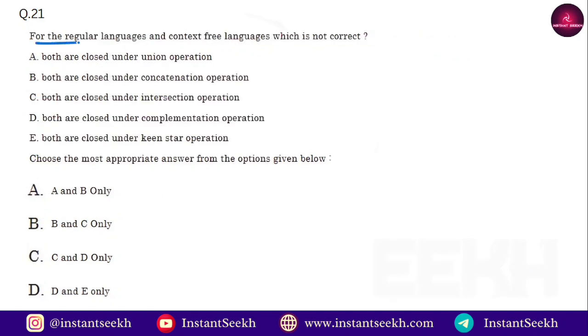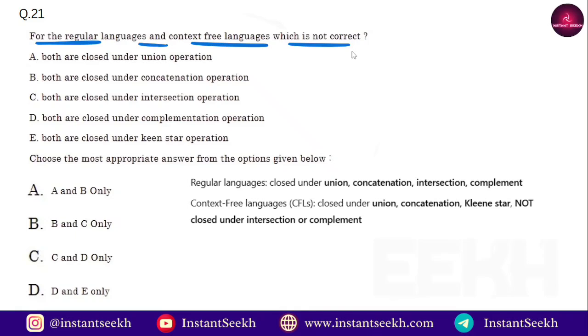For regular languages and context-free languages, which is not correct? First let's see what those are. Regular languages are closed under union, concatenation, intersection, and complement. And CFLs, context-free languages, are closed under union, concatenation, and Kleene star, but not closed under intersection or complement. So let's see one by one. Both are closed under union operation. Yes, this is correct.